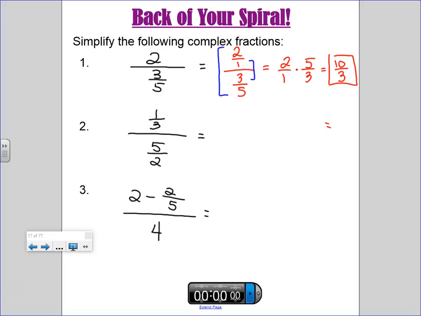What's the answer to number 2 without doing anything? 1 times 2 over 3 times 5. So it'll be 2 over what? 15. Some of you already solved it.